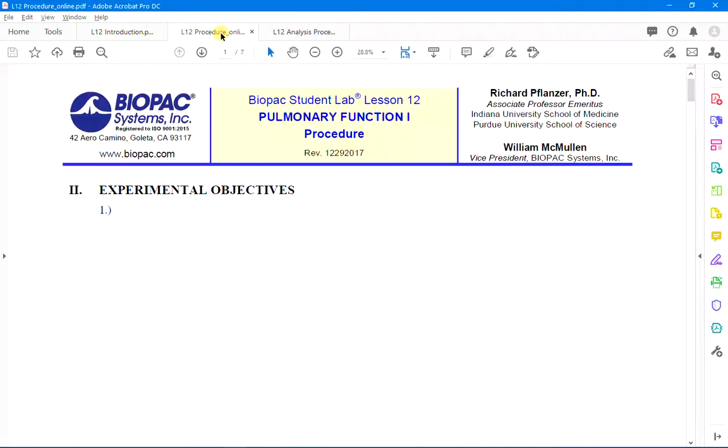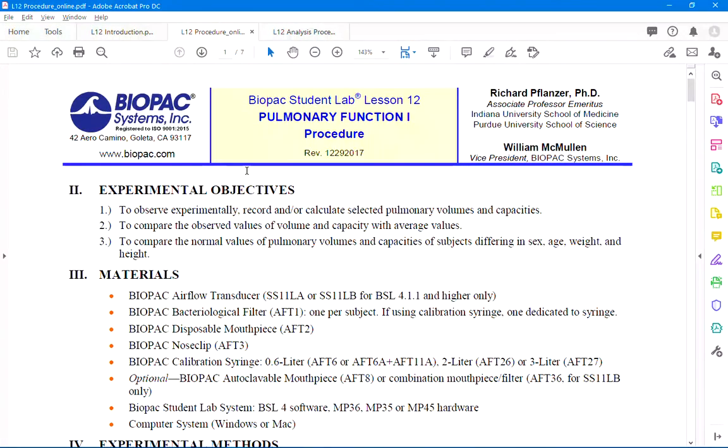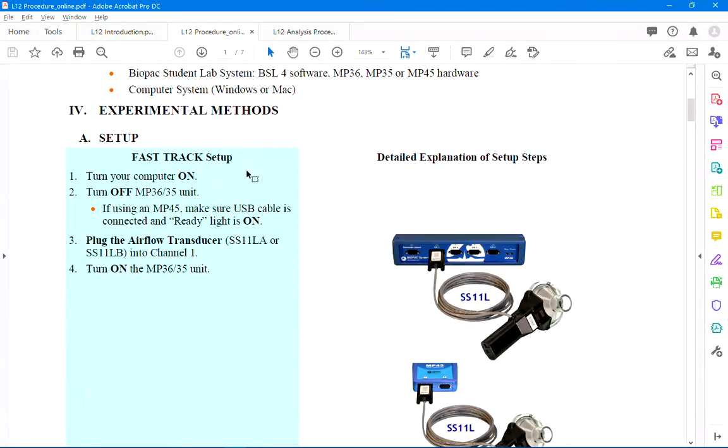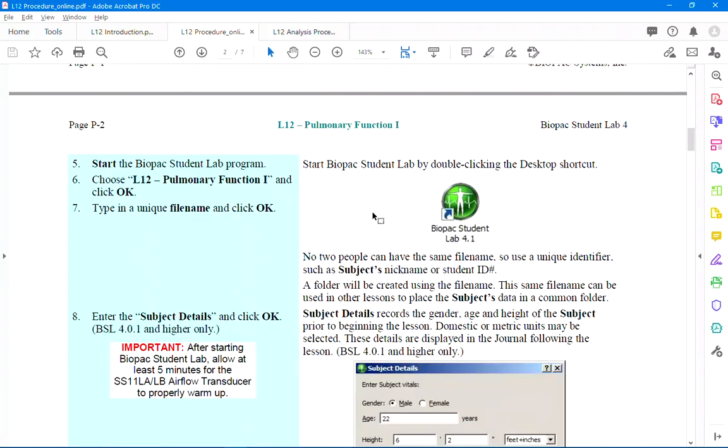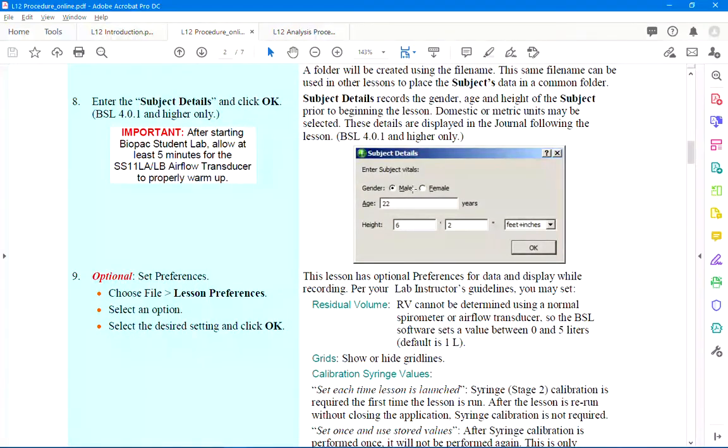Now, your procedure document for the pulmonary function lab outlines first your calibration, so you would set up your pneumotachometer to measure airflow. To your Biopac, you would enter your subject demographics with their age and height.